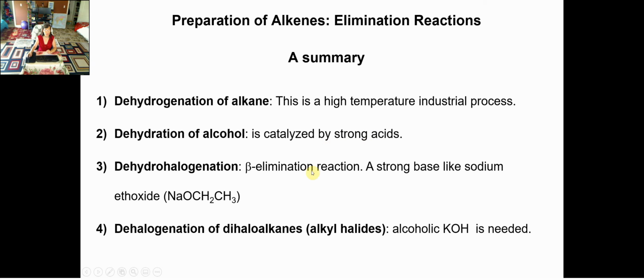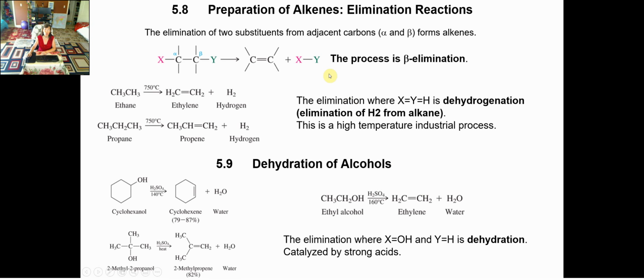This reaction can be a homogeneous catalytic reaction. The third one is also a beta elimination, called dehydrohalogenation of alkyl halides to produce an alkene. For this reaction you usually need a strong base such as sodium alkoxide. This reaction usually follows the Zaitsev rule. Also you have dehalogenation of dihaloalkanes. You have alkyl halides with two halides. In this case, you may need another strong base, alcoholic KOH. That's generally about the different elimination reactions to produce alkenes.